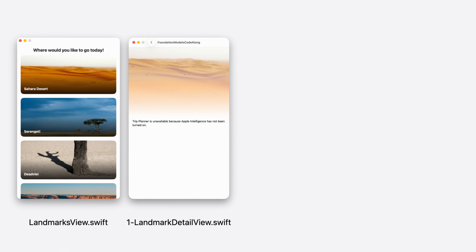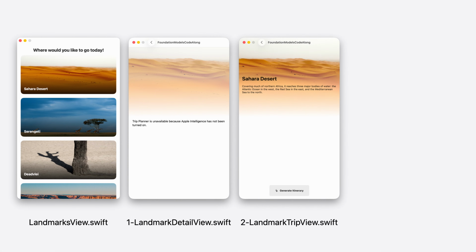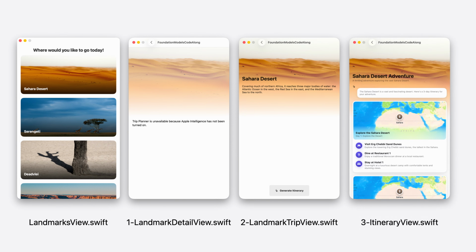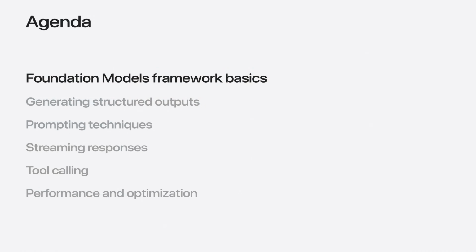Next is the landmark trip view. Its role is to present the generate itinerary button, and this is also where we'll first display the raw unstructured text that we get back from the model. And finally, the itinerary view is our destination. This view renders the rich structured itinerary data we'll have towards the end of the code along.